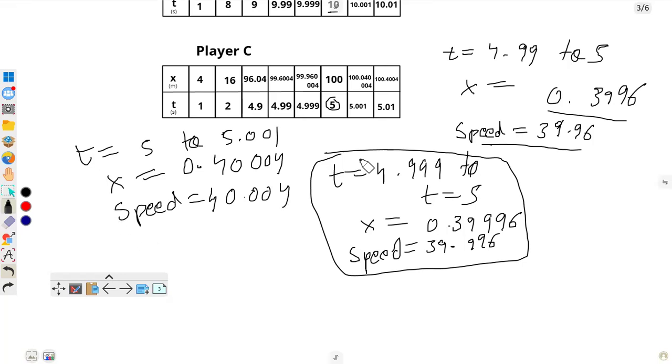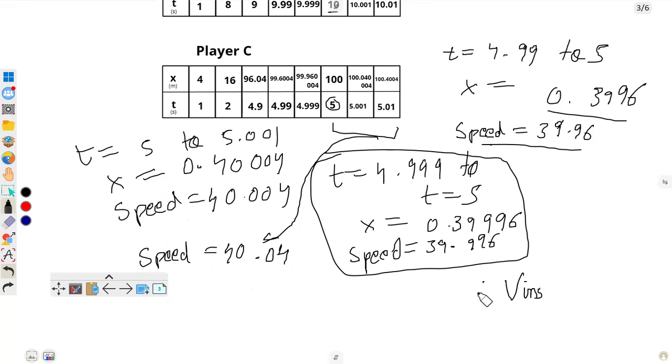And doing the same for time interval 5 to 5.01, we can say that the speed will actually be 40.04. This is the speed during this time interval. So now we know that for player C, the V instantaneous is actually greater than 39.996 and less than 40.004. So is everything clear?